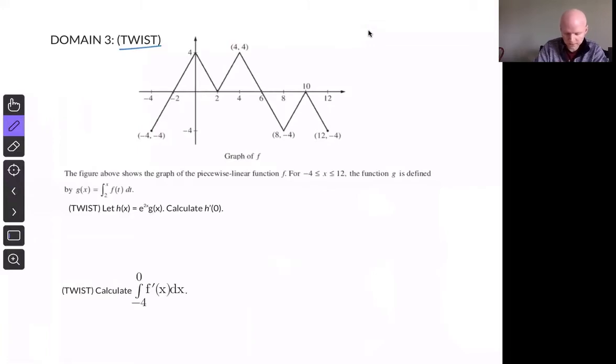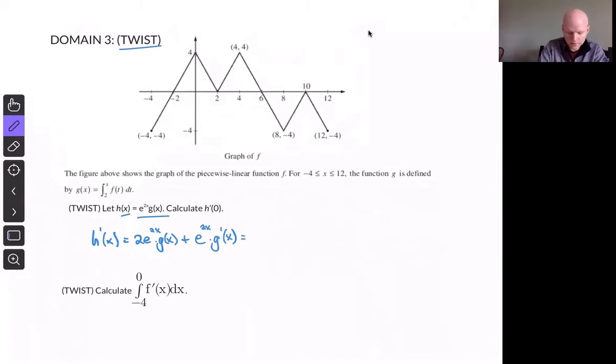Let h of x equal e to the 2x times g of x, and we want to calculate h prime of 0. So let's first find what h prime of x would be. Because I have e to the 2x times g of x, I need to do the product rule here. So the derivative of the first part, e to the 2x, is 2e to the 2x times g of x. The second part of the product rule will look like keeping the e to the 2x the same, and then taking the derivative of g of x as g prime of x.